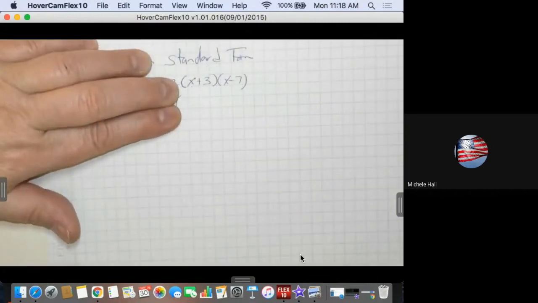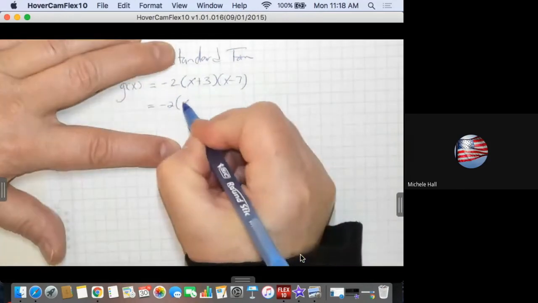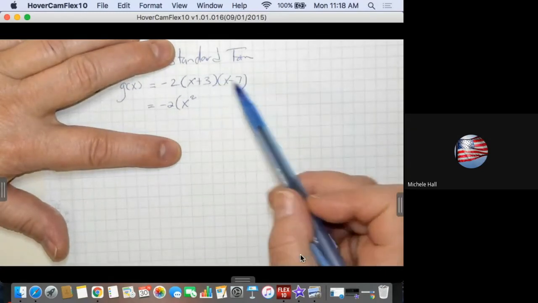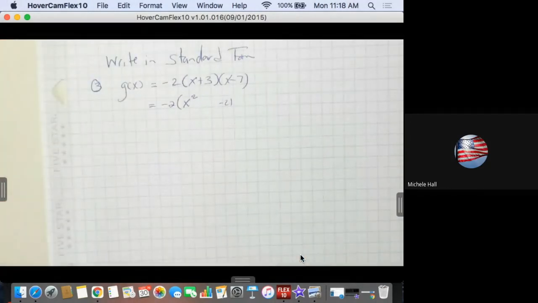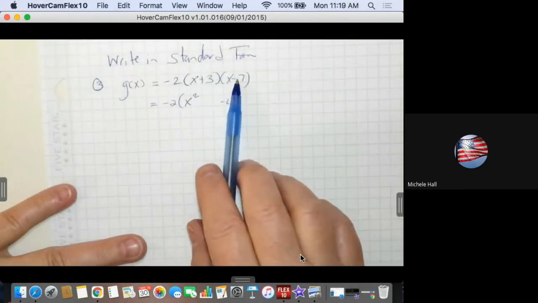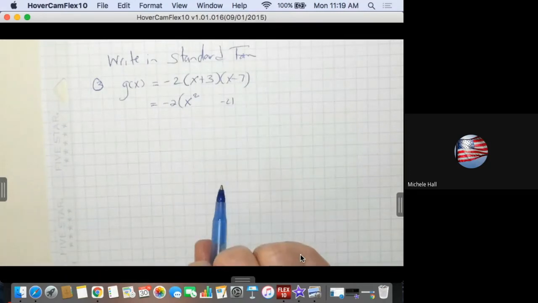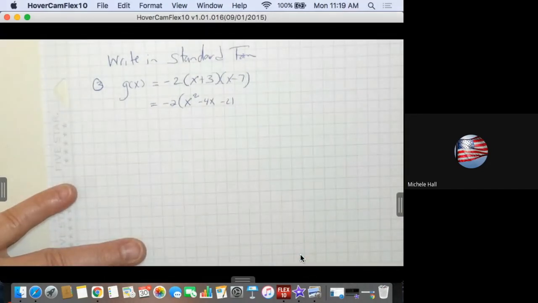Starting with the parentheses, we can see the first term, x times x, x squared. We can see the last term, 3 times negative 7, negative 21. It's that middle term that I want you to start being able to get quickly, okay? And what you're doing is you're just adding these 2 numbers together. Remember, it's adding for the middle term and multiplying for the last term. So what's 3 minus 7? That's negative 4x then. It adds to the middle term and multiplies to the last term.